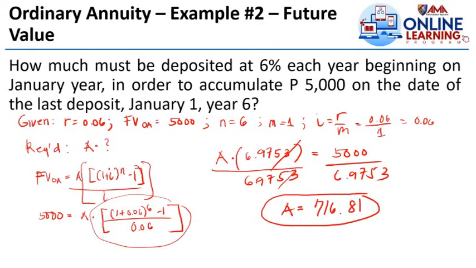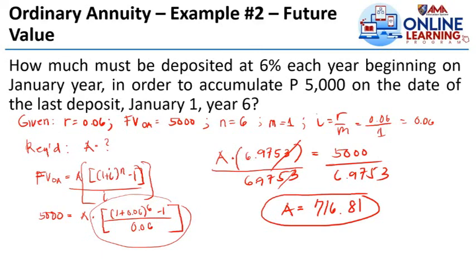Then our I is equals to R over M, wherein our R, the rate, is 0.06 divided by 1. So I is still 0.06. So FVOA is equals to A times the quantity of 1 plus I raised to N minus 1 over I. So we can separate the A from 1 plus I raised to N minus 1 over I. Okay? So we just substitute the values.